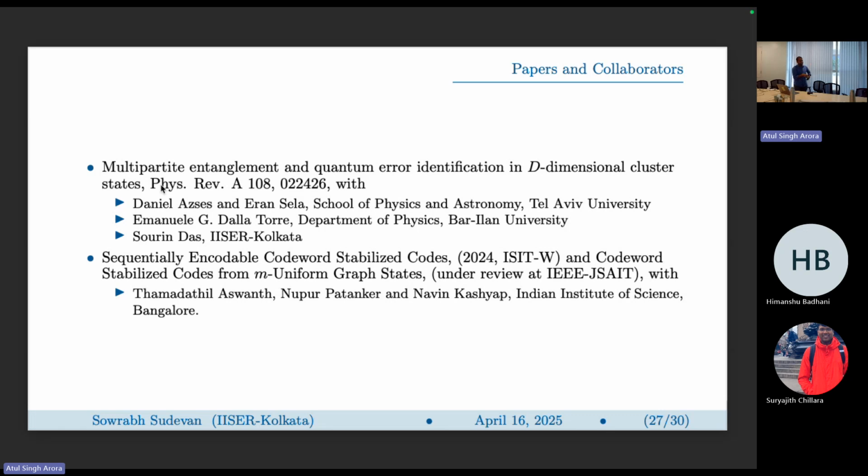And the last, we expanded on that idea of how to build these code spaces. It went a lot more into the error correction side of things. That was with Ashwant, Nupur and Naveen Kashyap at ISC. Thank you.